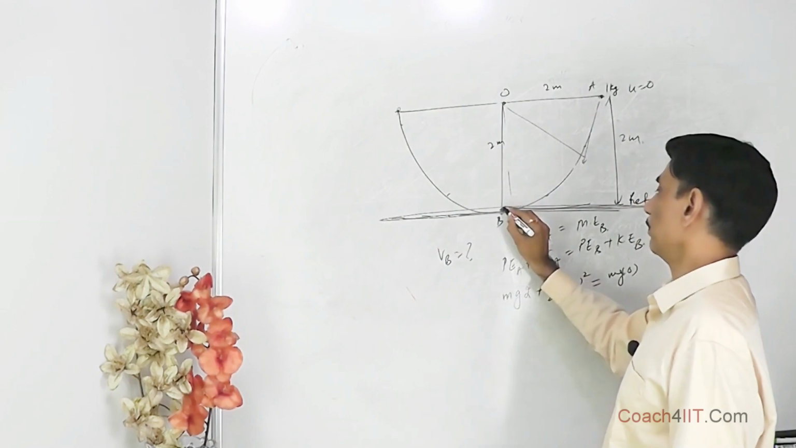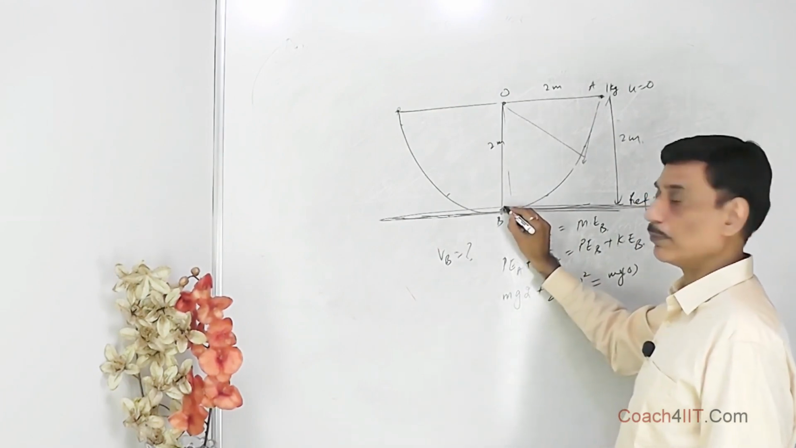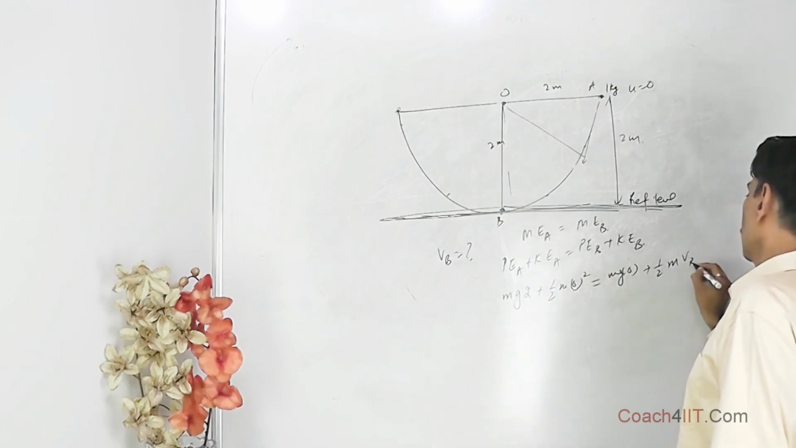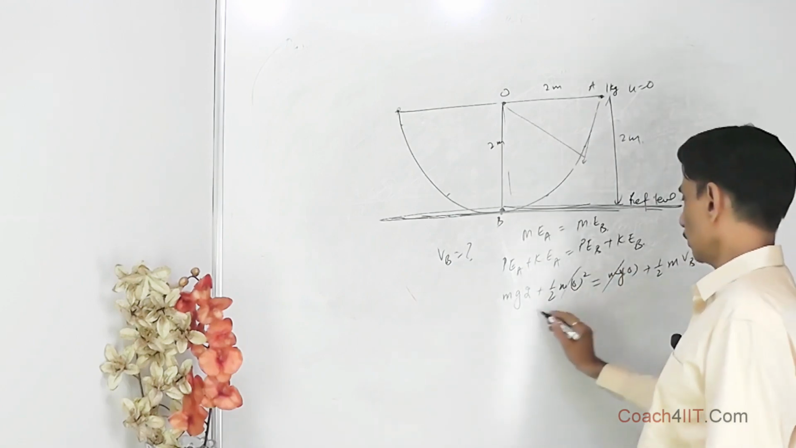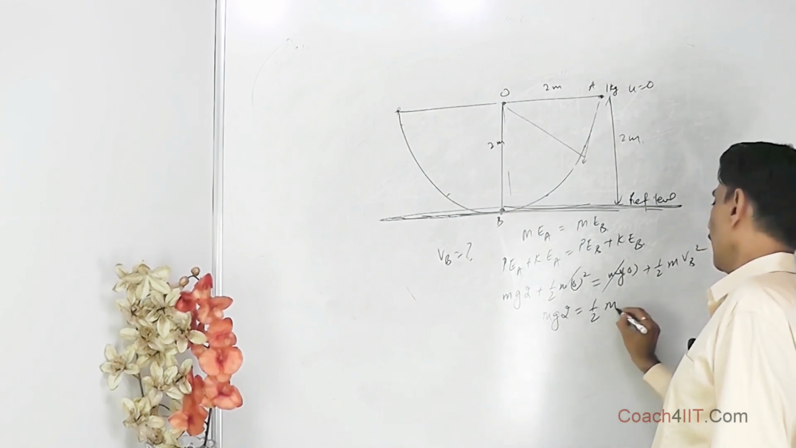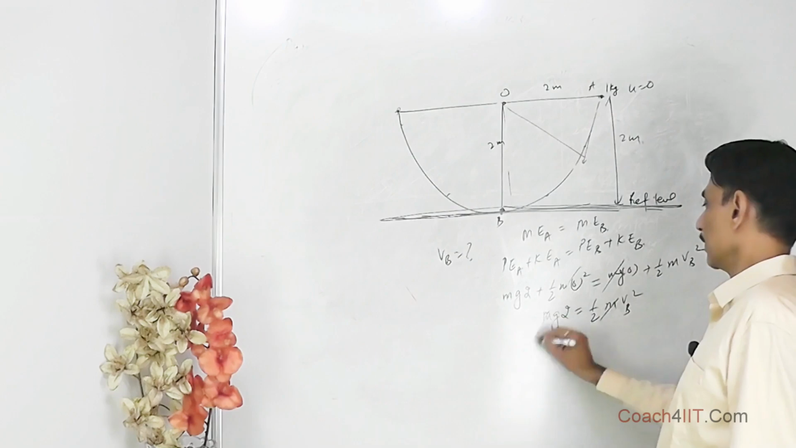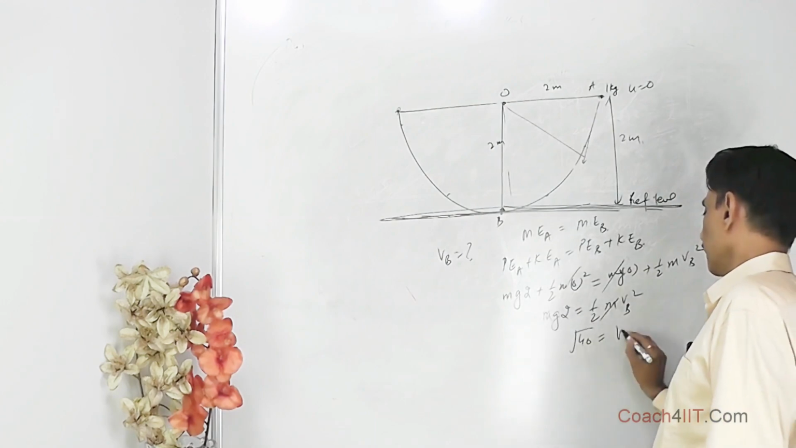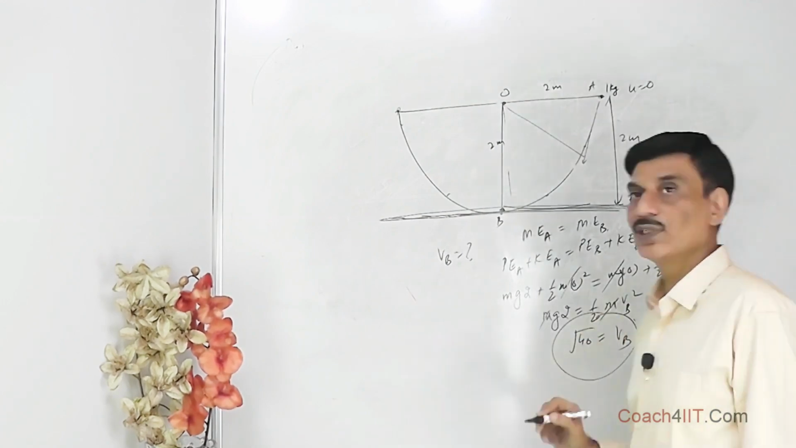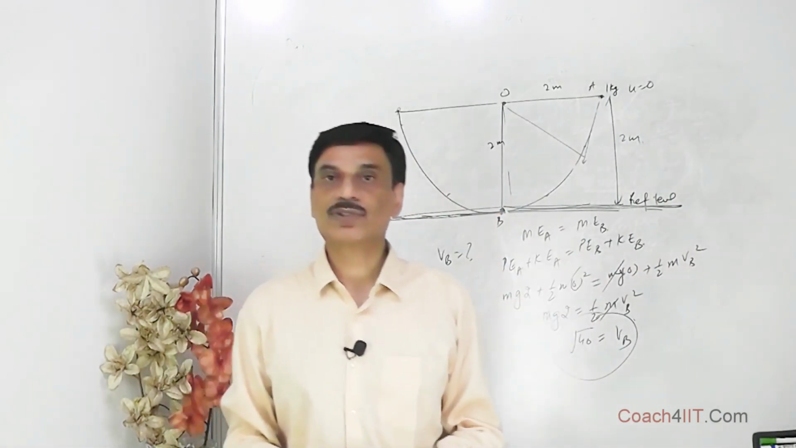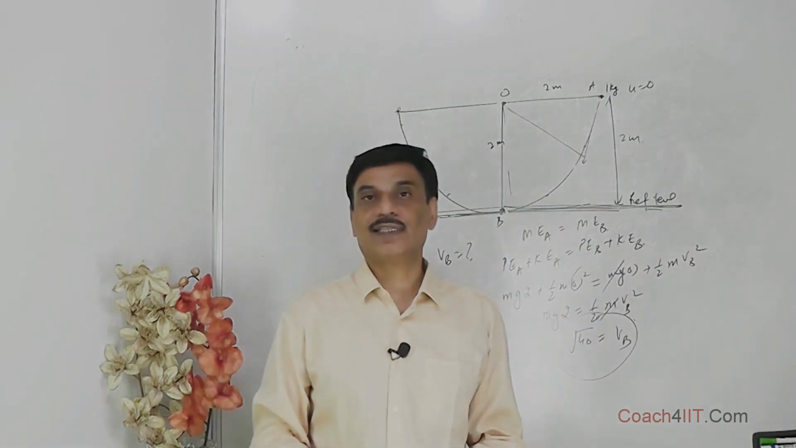What is the height of this particle from the reference level? The body is a point mass, so it is 0, plus half m Vb square. So this is 0, this is 0. It is mg times 2 equal to half m Vb square, m and m get cancelled. So it is 2 into 2, 4, into g, that is 40. So root 40 is equal to Vb. We have easily got the velocity at this position. Similarly, we can find the velocity at any other position in this vertical circle.